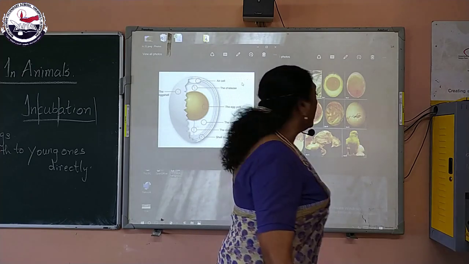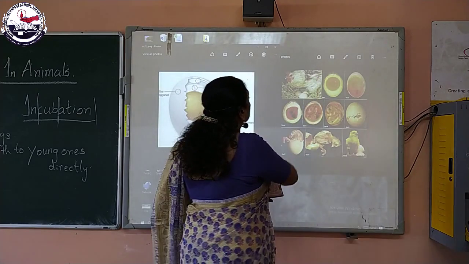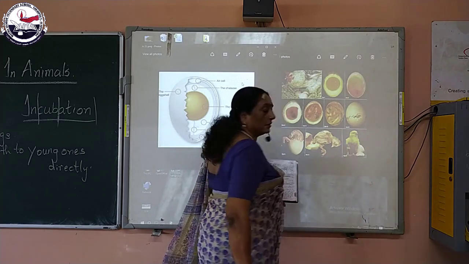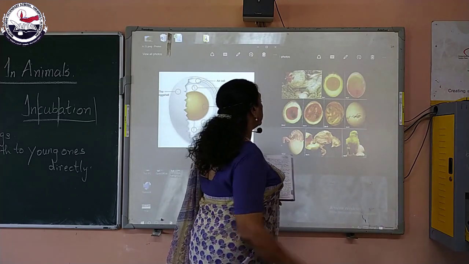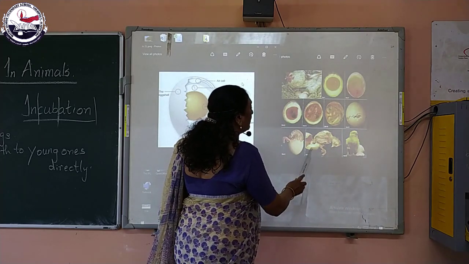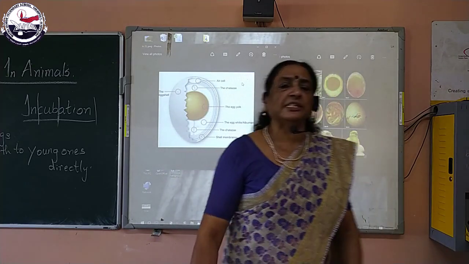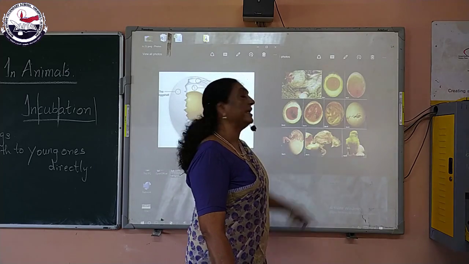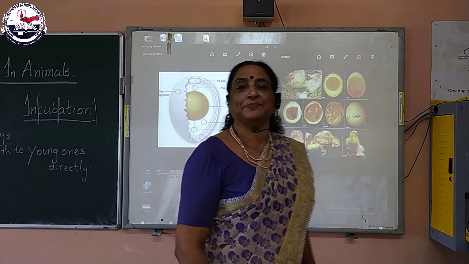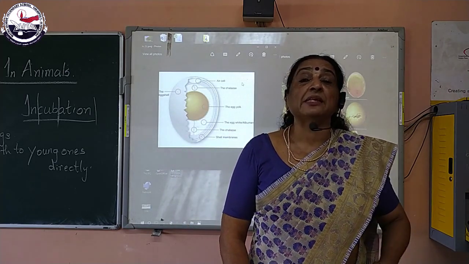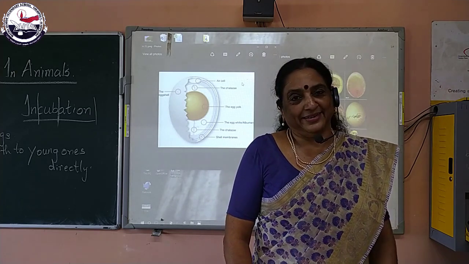After completing the full growth, it is coming out. Understood? The chick comes out, breaking the egg like this. And there are some specialities for the babies that come out of the eggs. See, the babies are too weak.